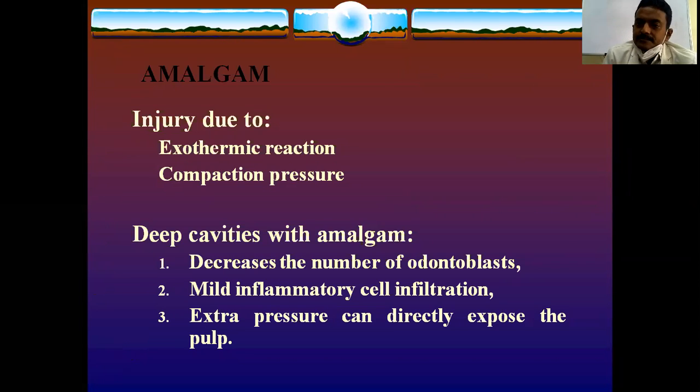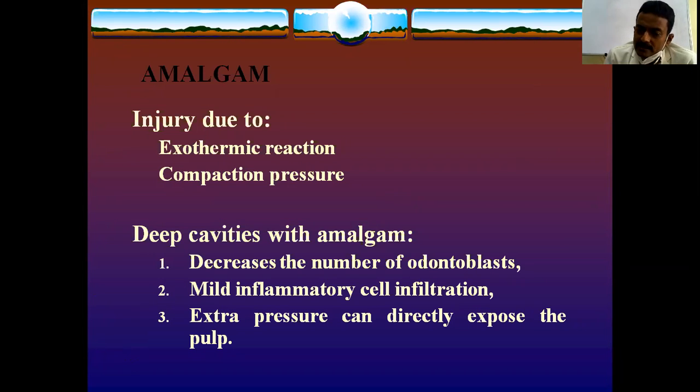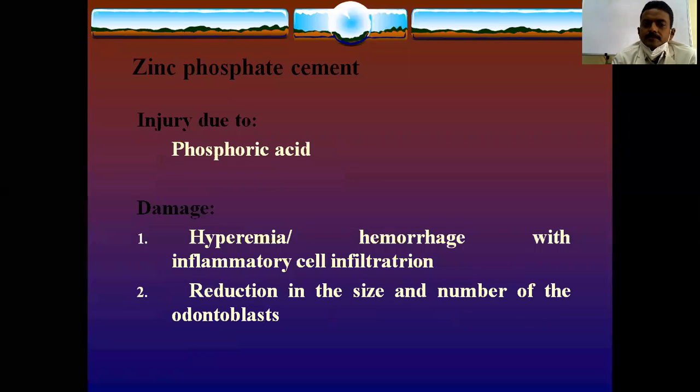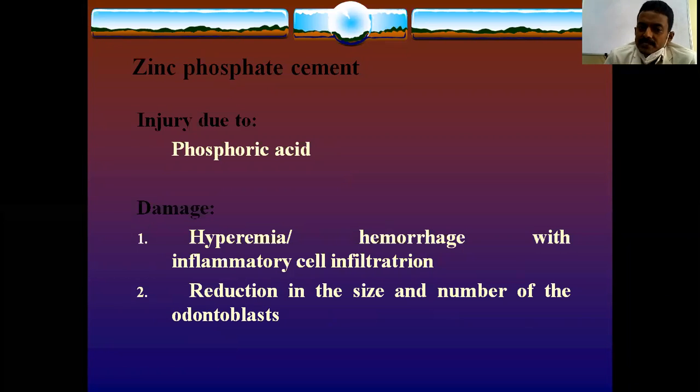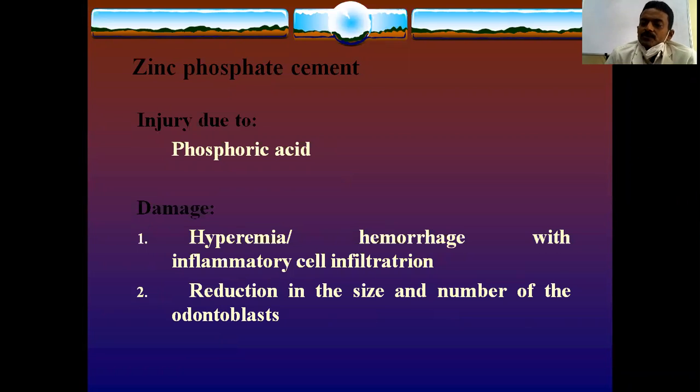Coming to the direct restorations, amalgam, which is commonly used. Injury due to exothermic reaction, compaction pressure. Deep cavities are restored with amalgam. This decreases the number of odontoblasts, causes mild inflammatory cell infiltration, and extra pressure can directly expose the pulp. Cements like zinc phosphate cement cause hyperemia, hemorrhage with inflammatory cell infiltration, and reduce the size and number of the odontoblasts.